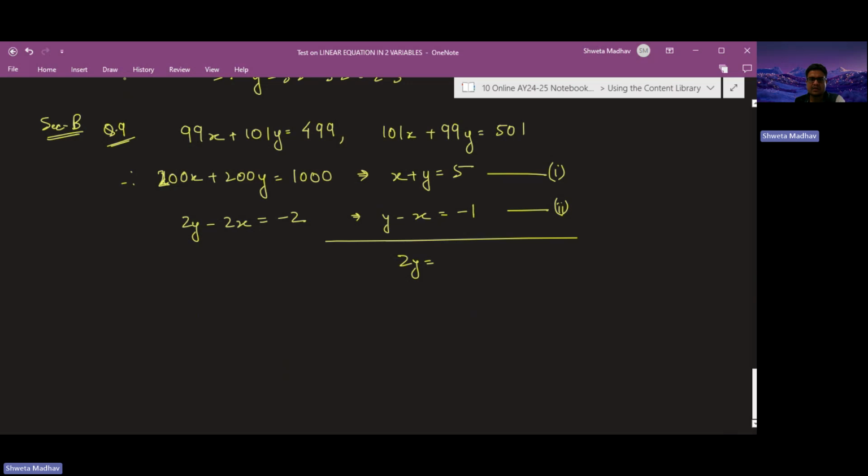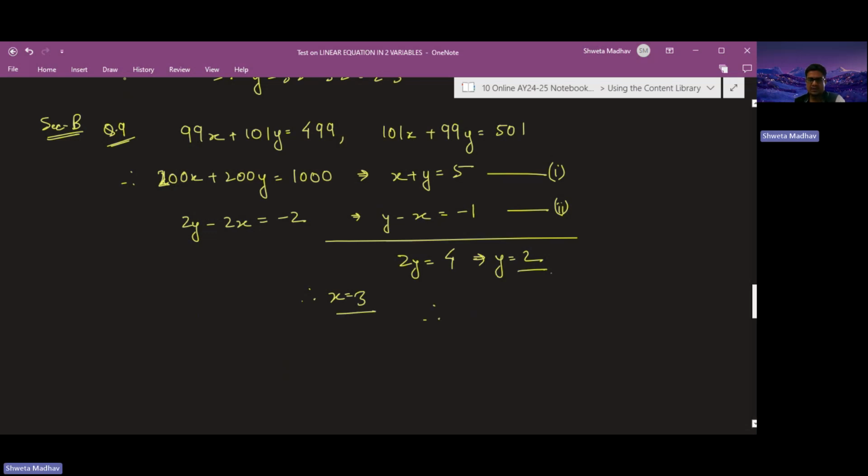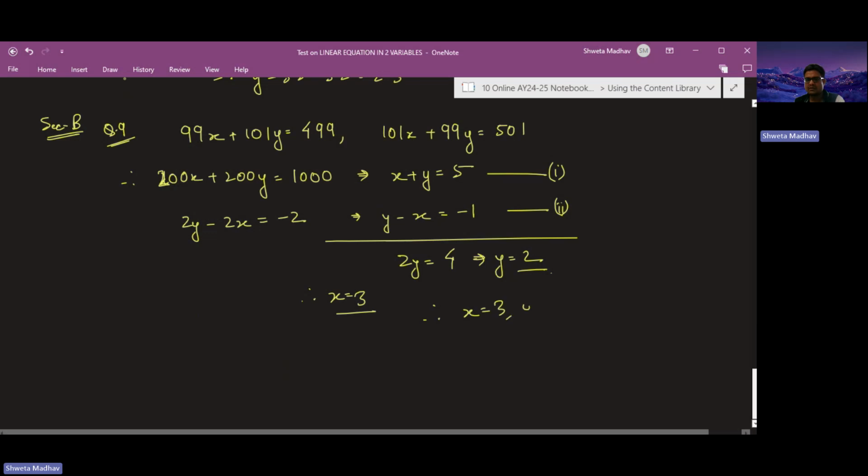So if we add them, x will get cancelled. So 2y will be equal to 4. So y will be equal to 2. So therefore, x will be equal to 5 minus y, so that is 3. So x is 3 and y is 2. Therefore, the required solution is x equal to 3 and y is equal to 2. This is the final answer.